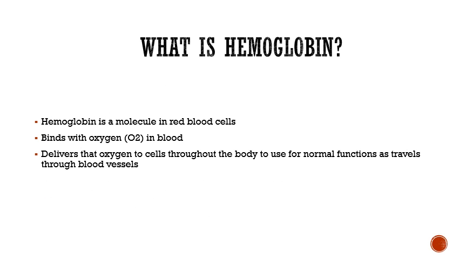In order to understand sickle cell anemia, we must first know what hemoglobin is. Hemoglobin is a molecule that is found in red blood cells. It helps the red blood cells to bind with oxygen in the blood, and it delivers that oxygen to cells throughout the body for use in their normal functions. And it does this as the blood travels through the blood vessels.